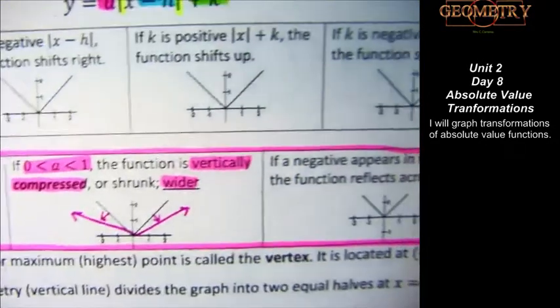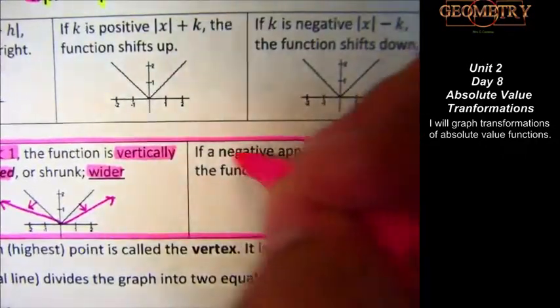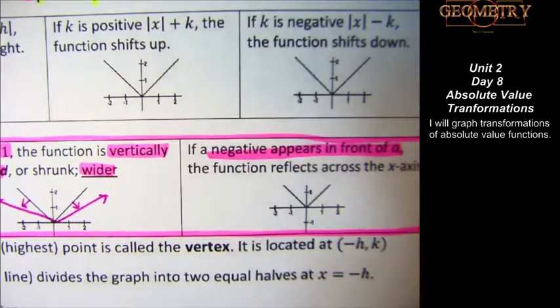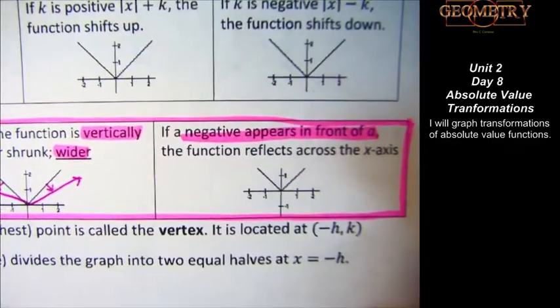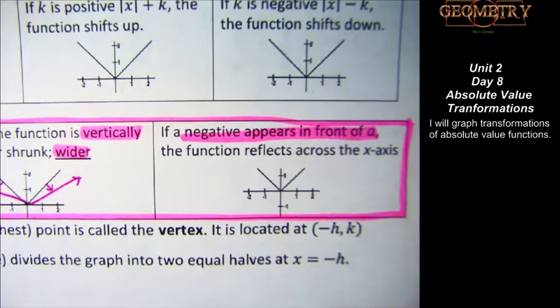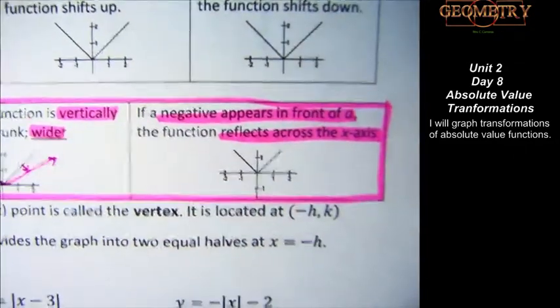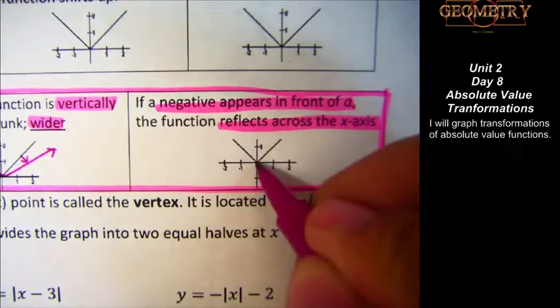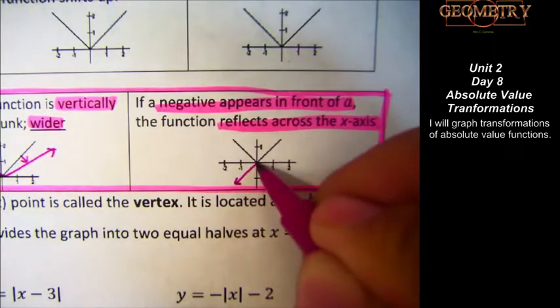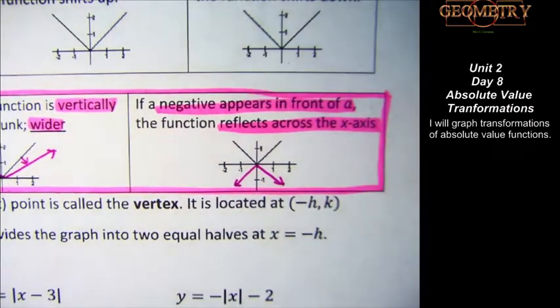Now if we've got a negative hanging out in front of the a, so it's like a -2 or -1/3 or something, we're going to have a reflection across the x-axis. So if this was our parent function with the reflection, it's going to look something like that.